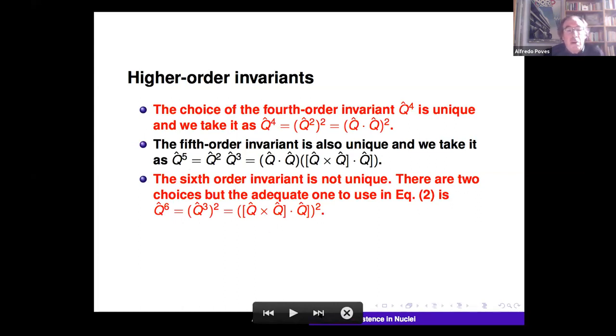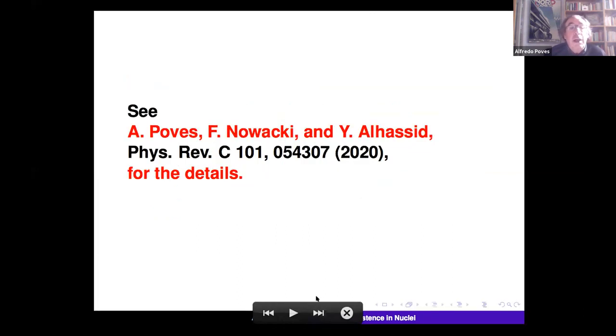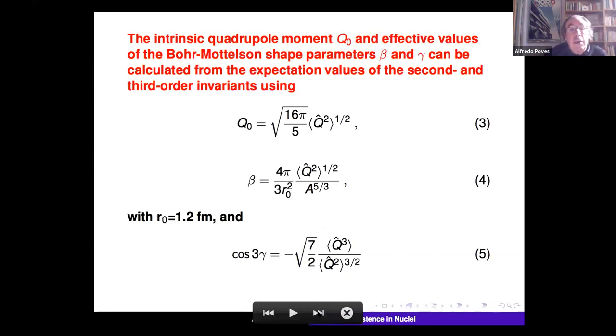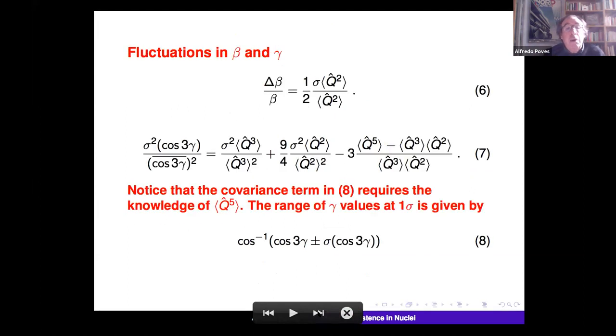And you can wonder, well, that's horrible to compute, but all the details are in this recent paper, and we have devised a very simple way to compute that with the Lanczos projected strength function method. So we don't need to go into many physical states; we can just act with the operator in an adequate way and get a mathematically exact solution for all these moments. All the details are in this publication. Then we can relate the moments and the betas, etc., and compute the fluctuations in beta and gamma with these formulas, which are not very complicated.